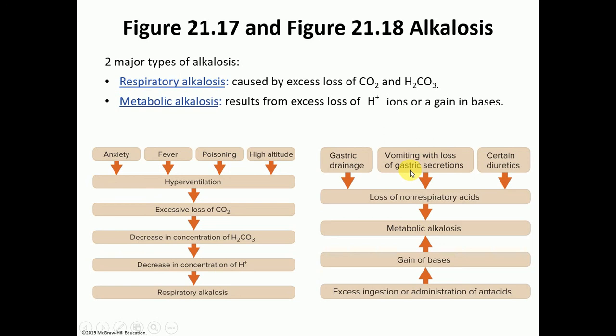Metabolic alkalosis is due to excess loss of hydrogen ions due to any cause besides respiratory. It could be a gastric lavage or gastric drainage, vomiting with loss of gastric secretions only, or some diuretics can also lead to that loss of the non-respiratory acids, which will lead to metabolic alkalosis. Or if somebody takes excessive amounts of antacids, that can lead to too much base accumulated in their bloodstream, and that leads to metabolic alkalosis. Okay. And that concludes this chapter.